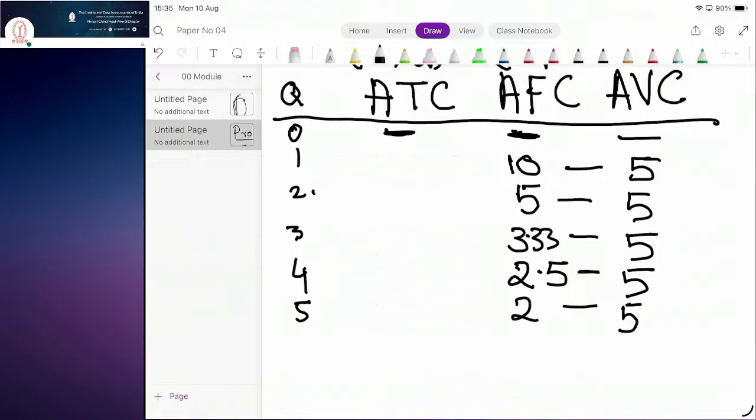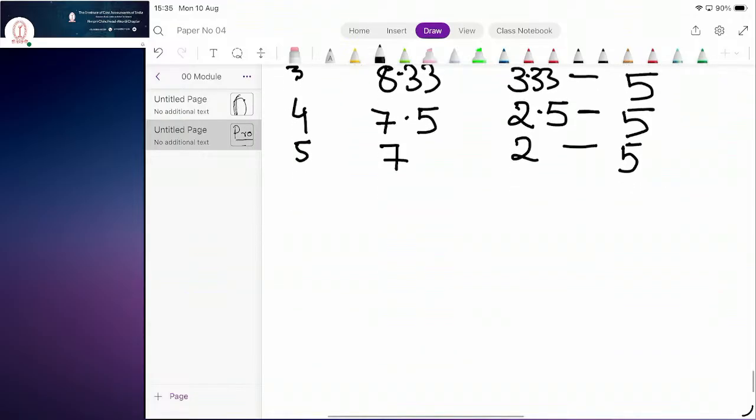Okay. Now just add the two numbers and tell me what will be the ATC. ATC for 1 will be 15. ATC for 2 will be 10. ATC for 3 is 8.33. ATC for 4 will be 7.5 and ATC for 5 will be 7. Right. Okay, excellent.